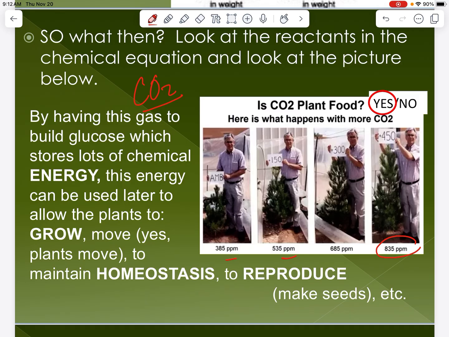It grows significantly. So this is why I said that if I ask you a question on a quiz, like why would a plant grow well in a classroom that has 100 students or 1,000 students? Well, the more students you have, the more CO2 gets produced. And again, the more that plant can take and feed and develop its mass. So by having this gas it can build glucose, which stores lots of chemical energy. This energy can later be used to allow the plant to grow and grow, and then also reproduce to make seeds.